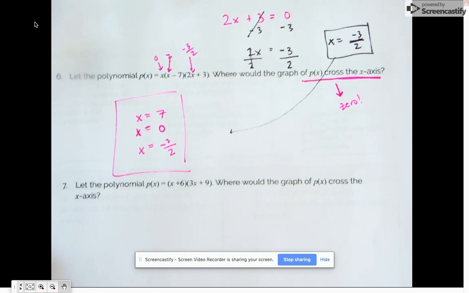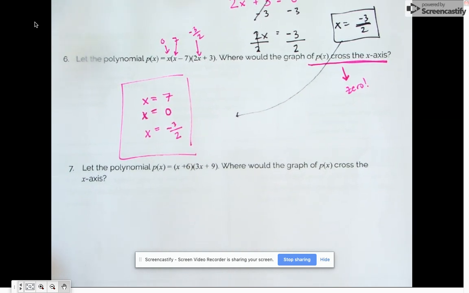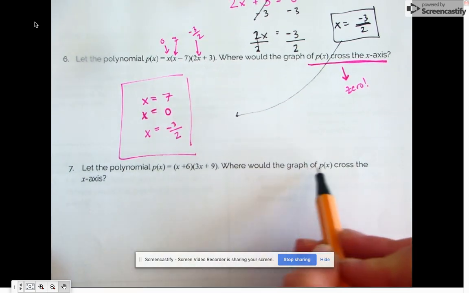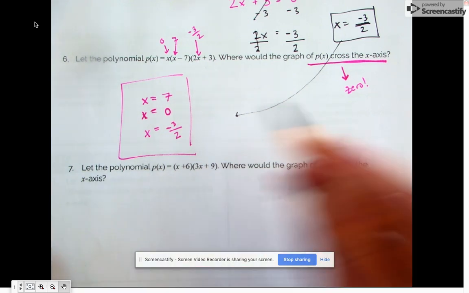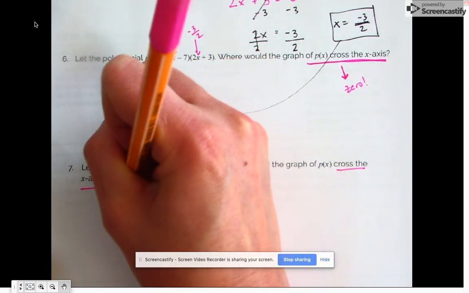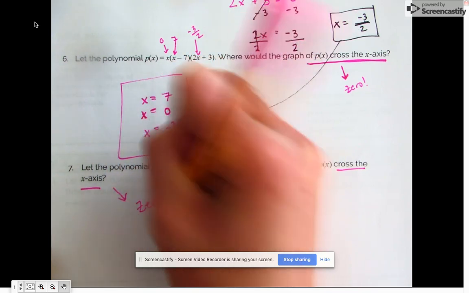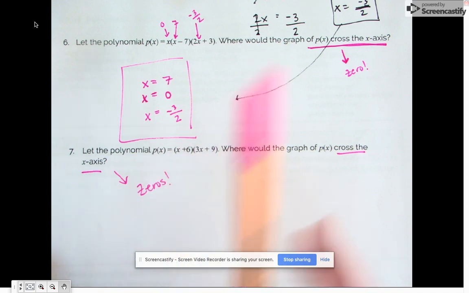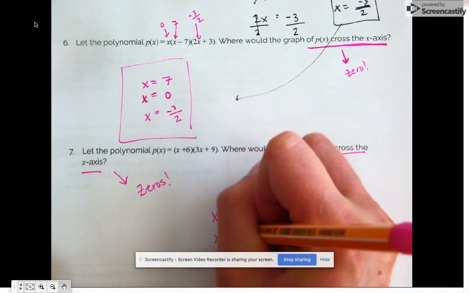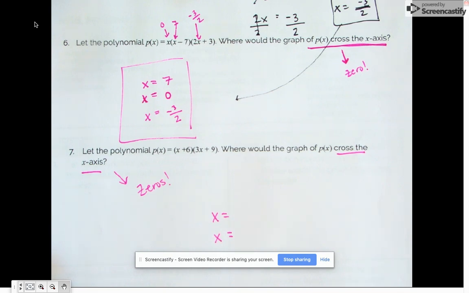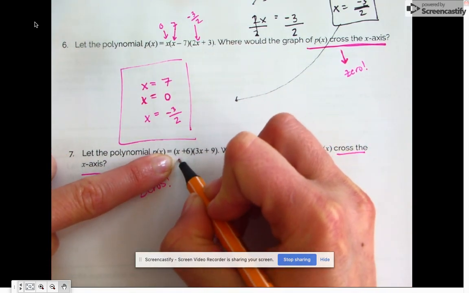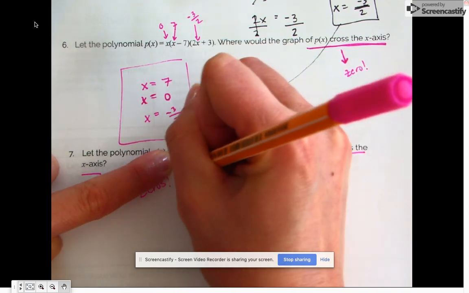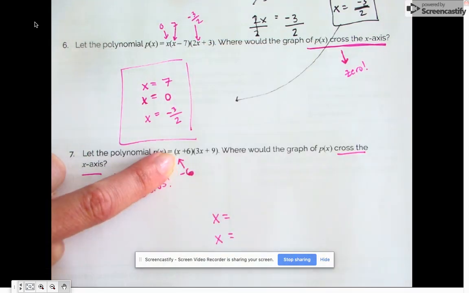Last one. Again, I'm given a polynomial. Where would the graph of p of x cross the x-axis? Same keywords there, cross the x-axis. Tell me I'm looking for the zeros of the function. My function has 2 pieces, so I'm looking for my 2 zeros. What could I plug in for this first x to make it equal to 0? If I plugged in negative 6 here, then negative 6 plus 6 would give me 0. So my first answer is negative 6.